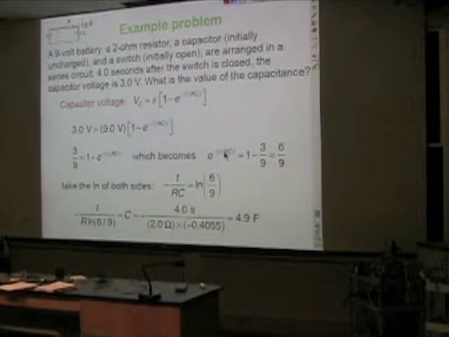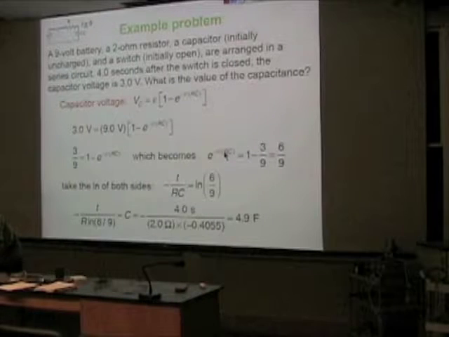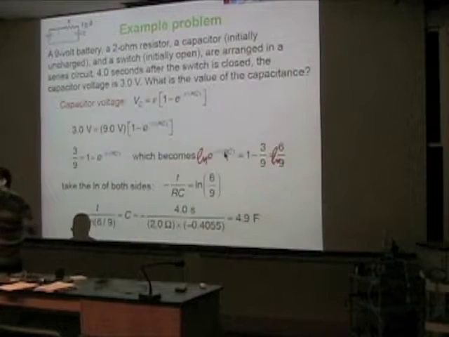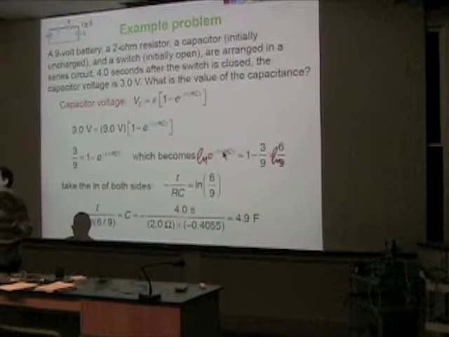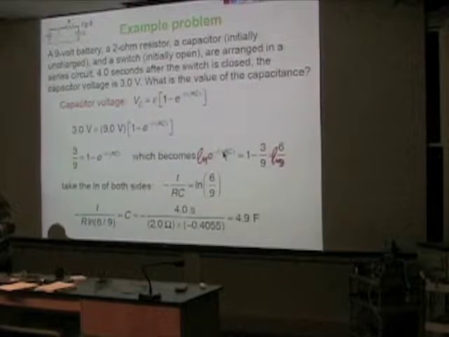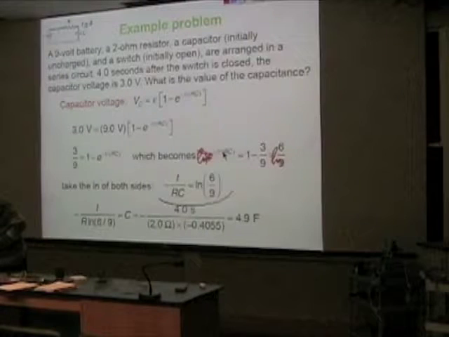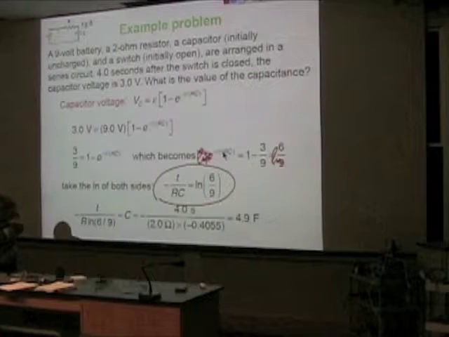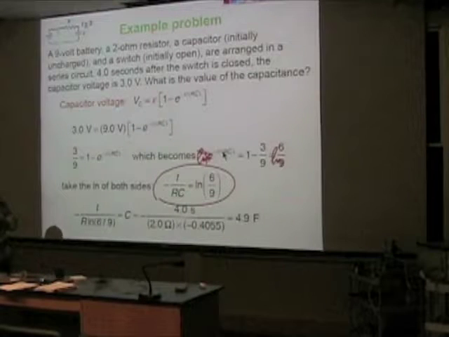In this situation, if we write ln here, it doesn't change the equality, because in mathematics, whatever you do to one side you repeat on the other side, it doesn't change the equality. Now, ln and e cancel each other out. What's left is this. And now we can solve for capacitance. Pure mathematics, no physics at all.